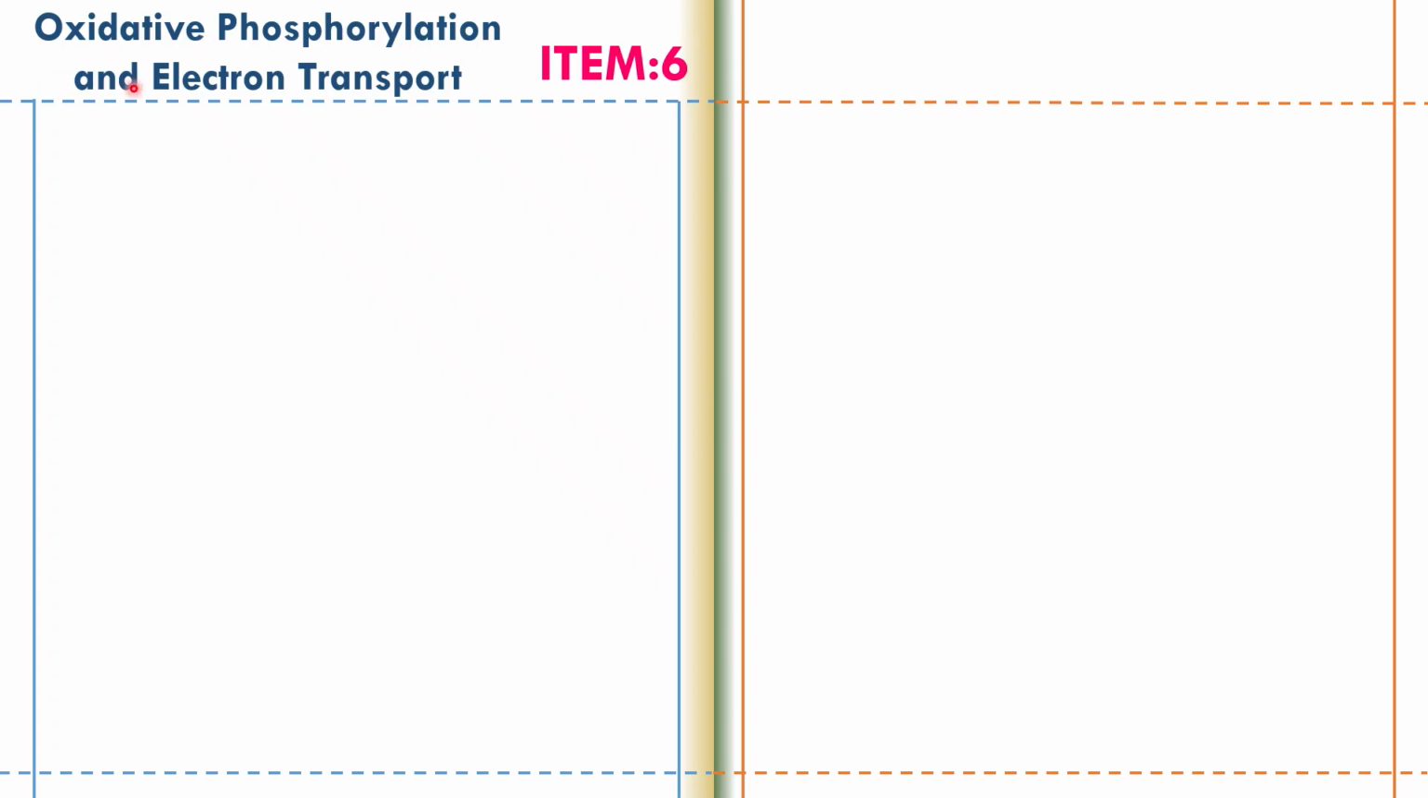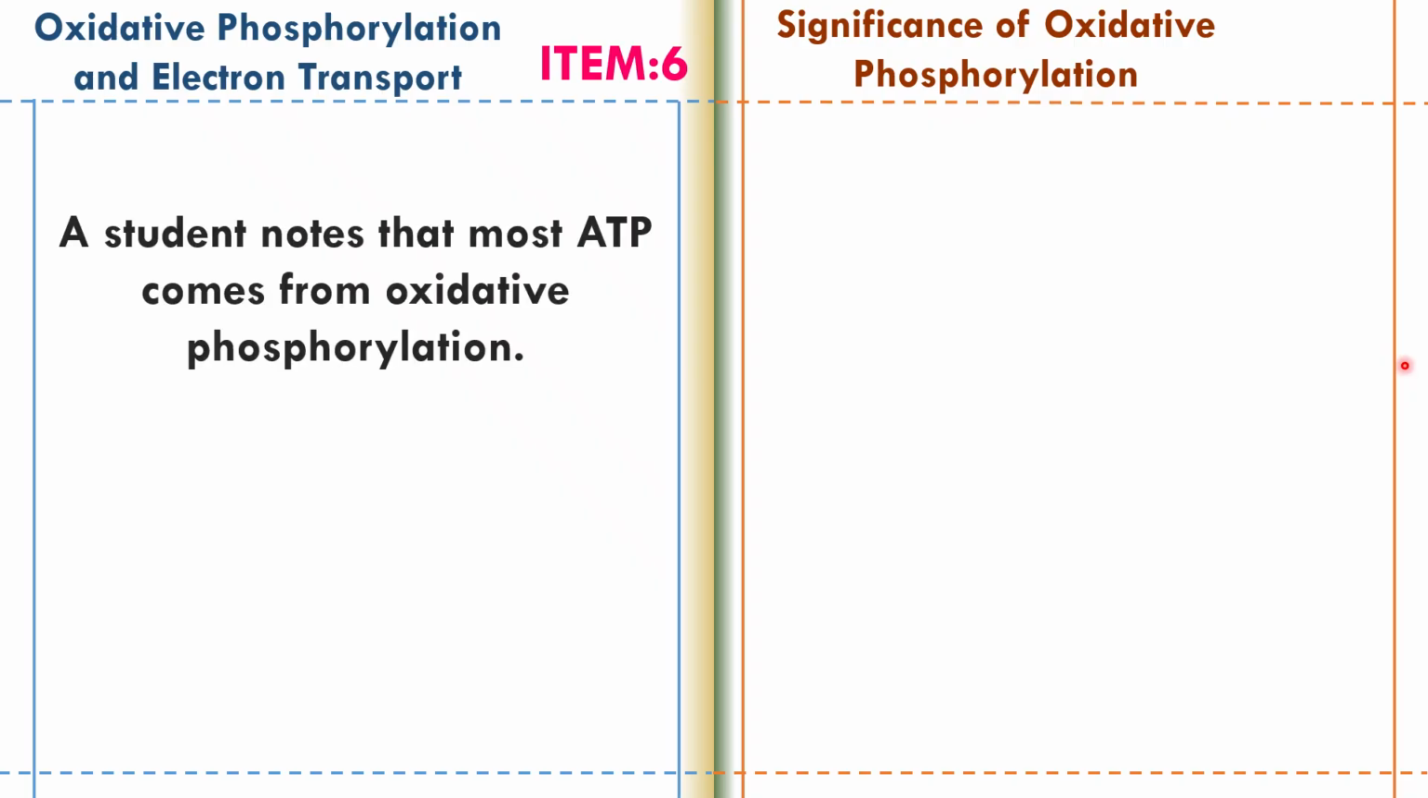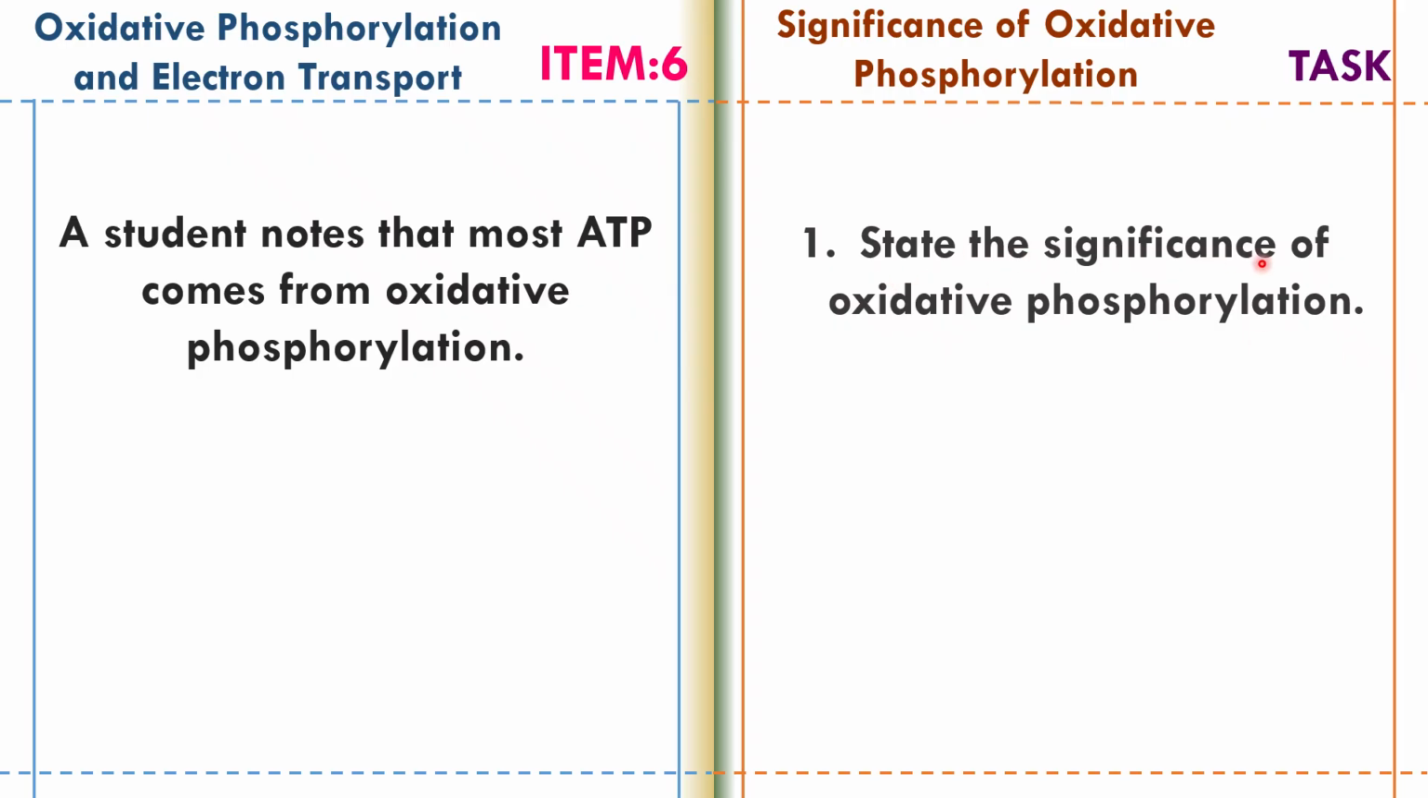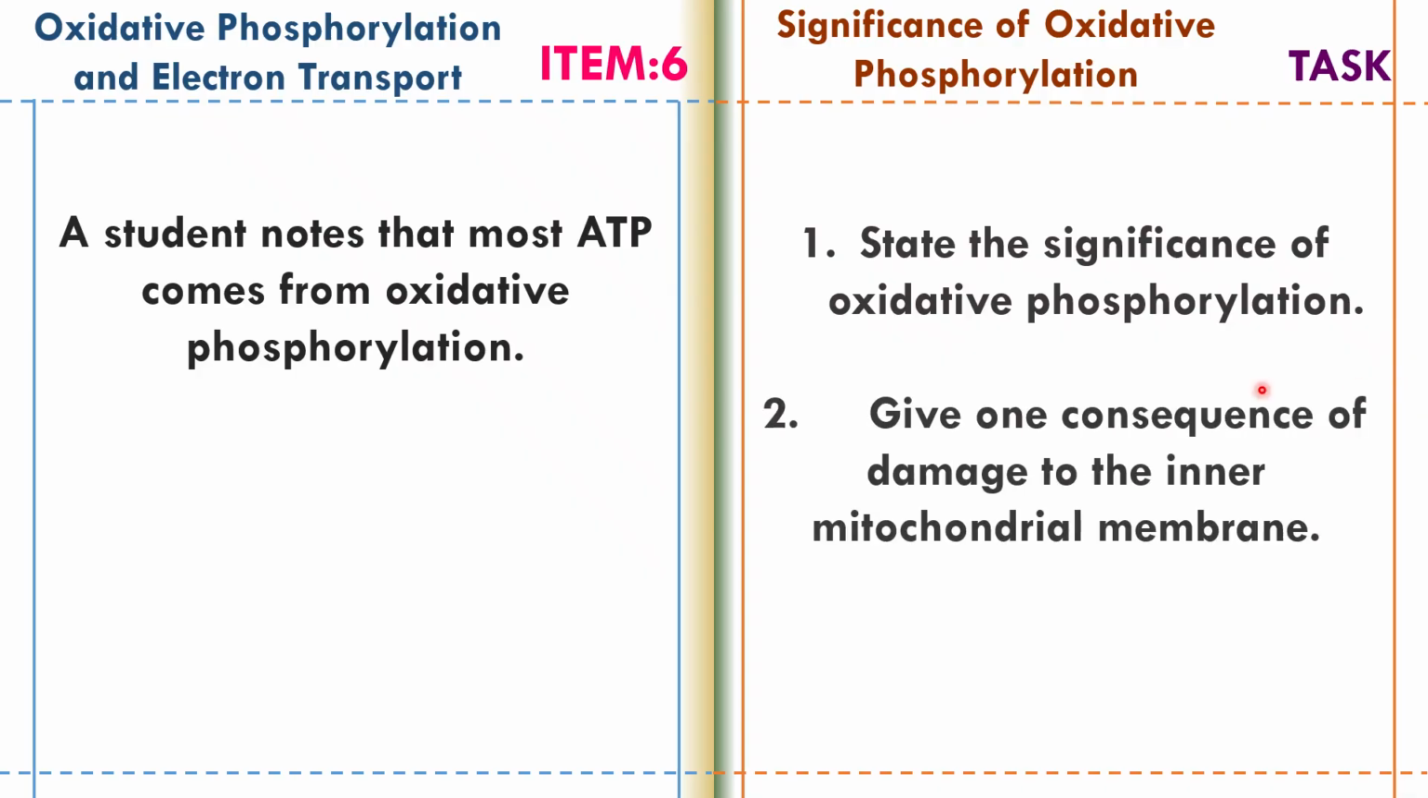Oxidative phosphorylation and electron transport, item 6. Focusing on the significance of oxidative phosphorylation. A student notes that most ATP comes from oxidative phosphorylation. Task: state the significance of oxidative phosphorylation. Give one consequence of damage to the inner mitochondrial membrane.